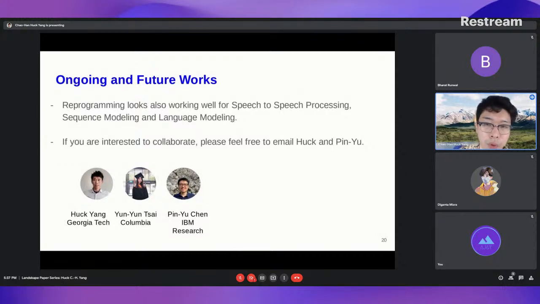And currently, we're working on speech processing with reprogramming and some sequence modeling tasks, including time series and language modeling. Some of the recent work I briefly mentioned, for example different mapping techniques or combining with fine tuning, also work. If you're interested in collaborating, feel free to email me, if you have a specific task or want to work on some tasks we are already working on.